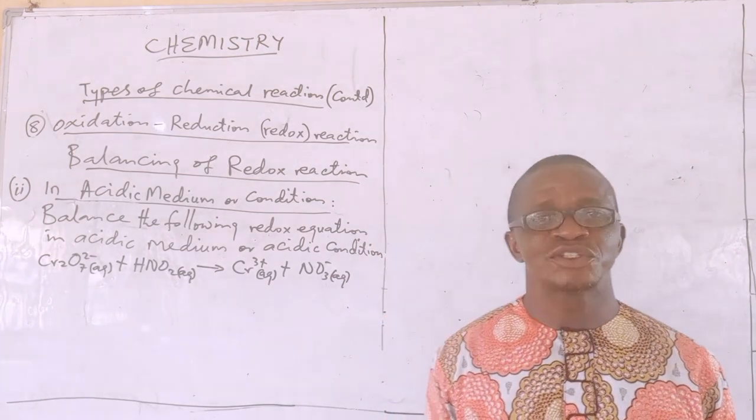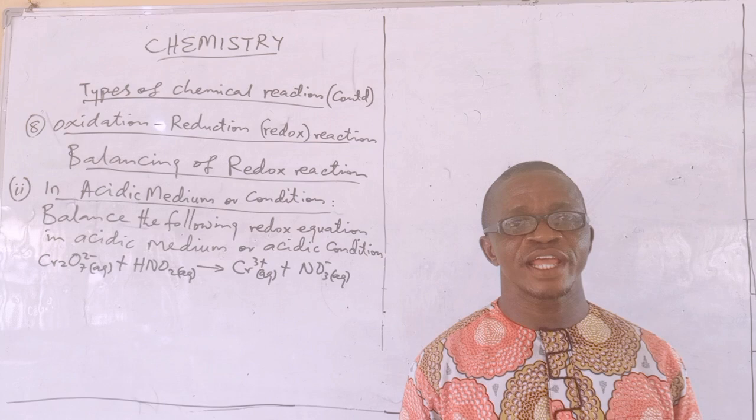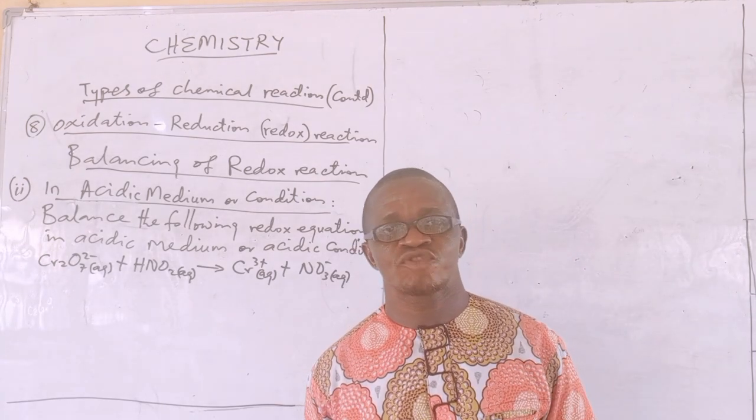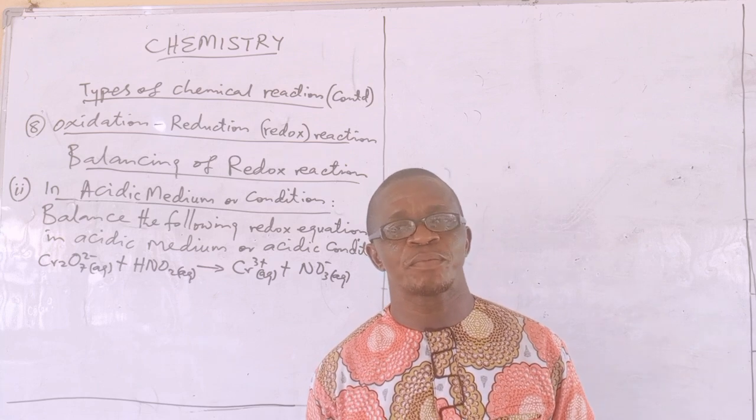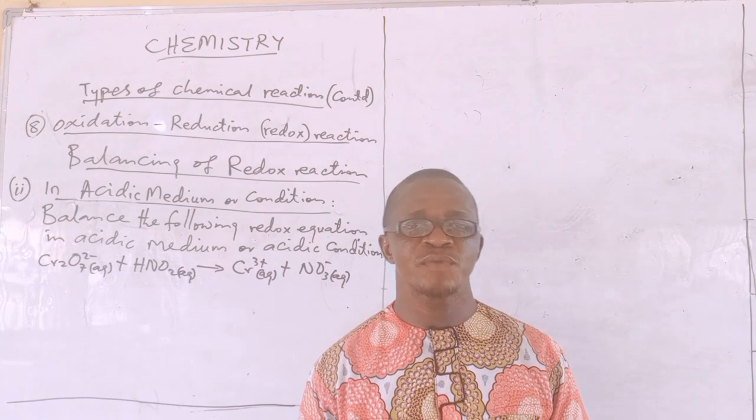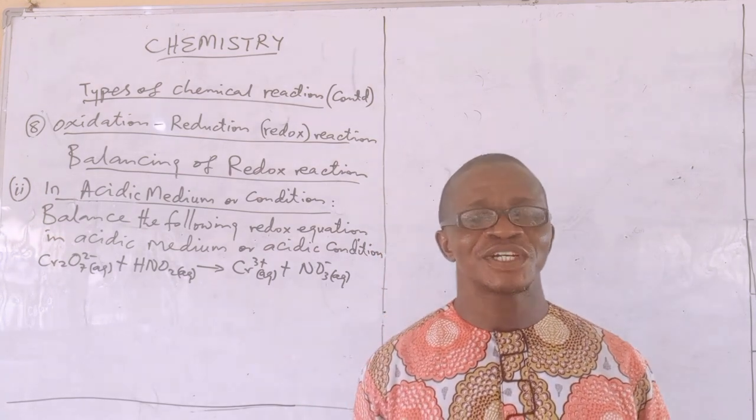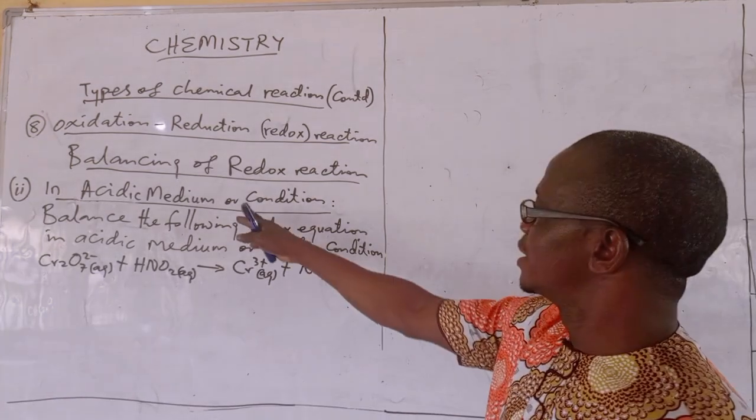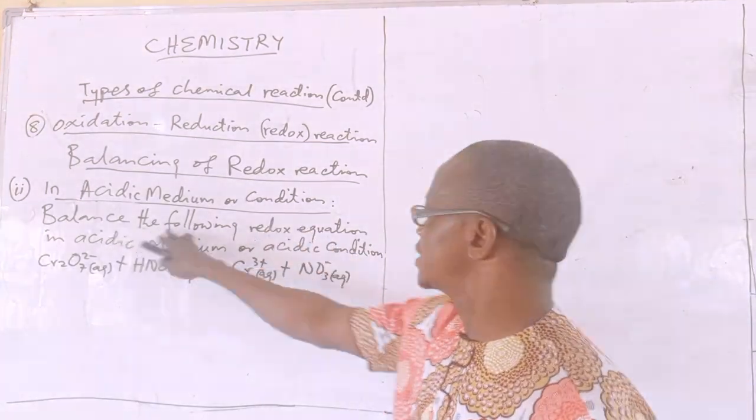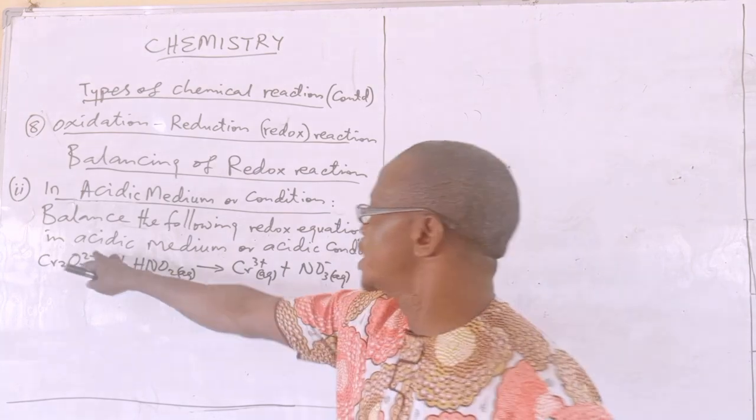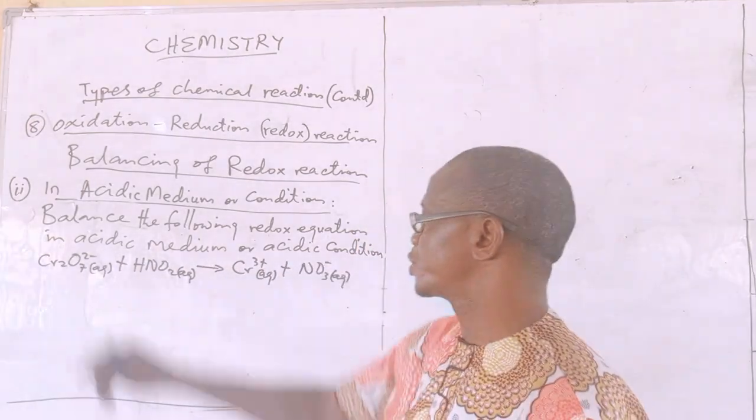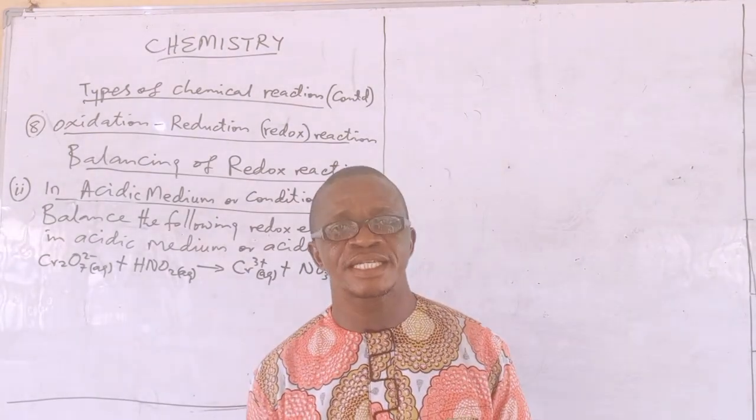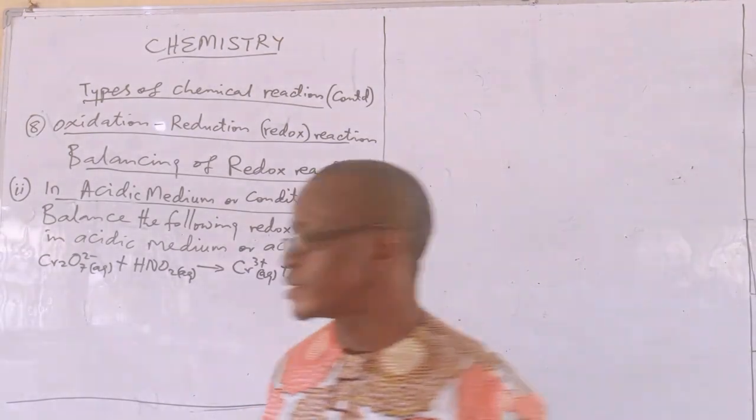Today we are going to continue with the balancing of redox equation. In our last class, we balanced equation in neutral medium, and today we are going to do it in acidic medium. Looking at the question, they said balance the following redox equation in acidic medium or acidic condition. This is the equation that they are asking you to balance in acidic medium. All right, let's start.